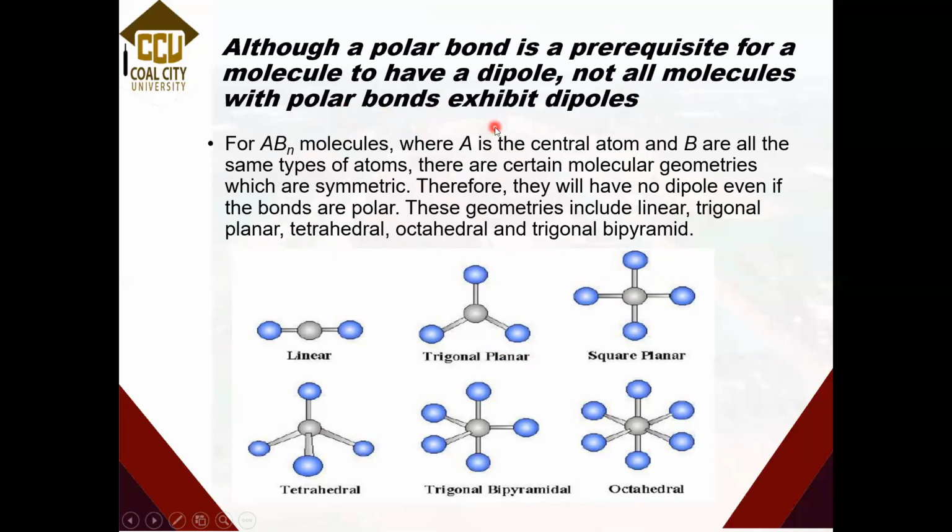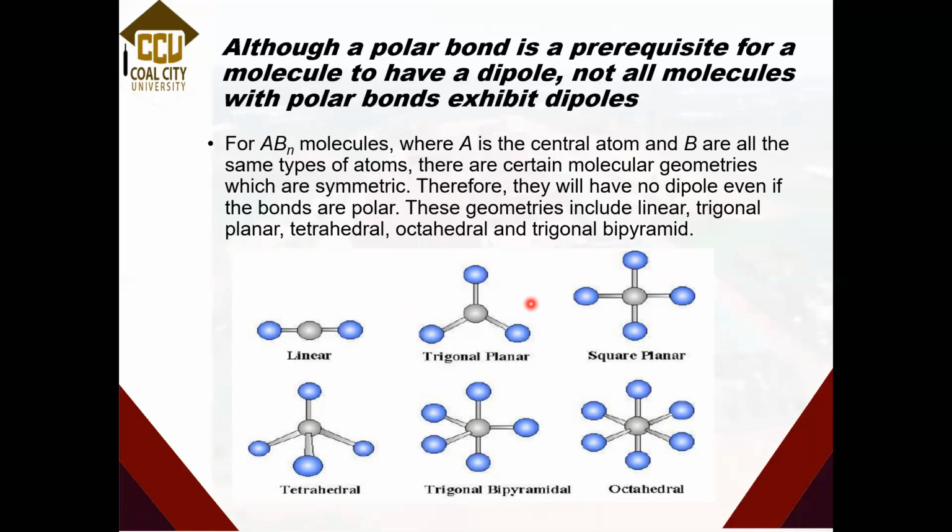Now, this part is going to help you answer a lot of questions on dipole moment. You need to know all these shapes, and you need to know how to arrive at them. The first shape here is linear, then we have trigonal planar, square planar, tetrahedral, trigonal bipyramidal, and octahedral. These 6 shapes are all symmetrical, meaning that there's a way I can divide them into 2 equal halves.